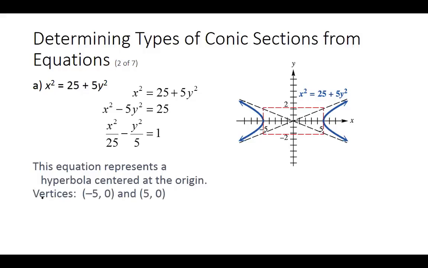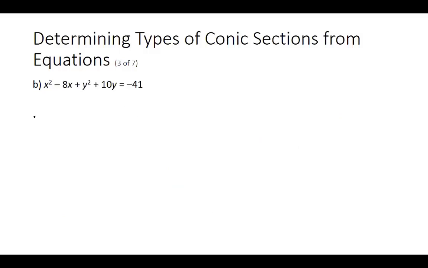And as you can see, the vertices would be at this point here. -5, 0, and positive 5, 0. The equation of the asymptotes can be written as y is equal to plus or minus square root of 5 over 5 x. Next one. Once again, you already paused the session and you should know what this look like.